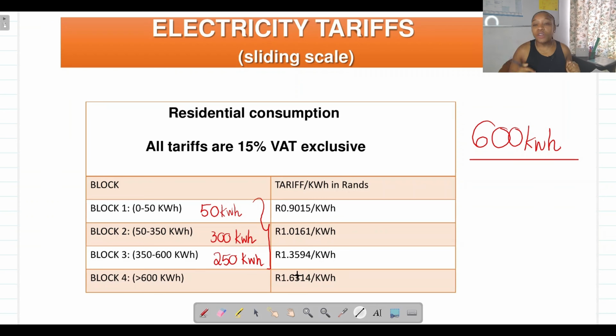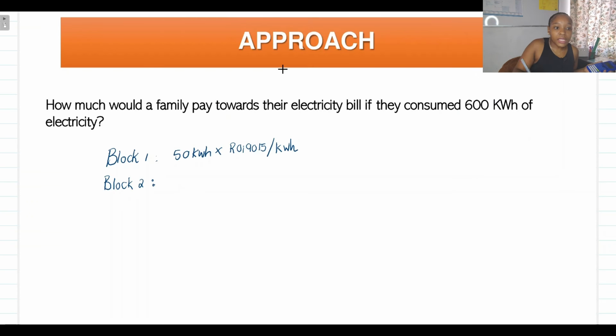You're only going to round off either your final answer or the answers that you get as you are going along. So let's multiply these units with the tariffs in each block. In the first block, it's 50 kilowatt hours multiplied by 0.9015 per kilowatt hour, guys. Quickly, what does this mean?